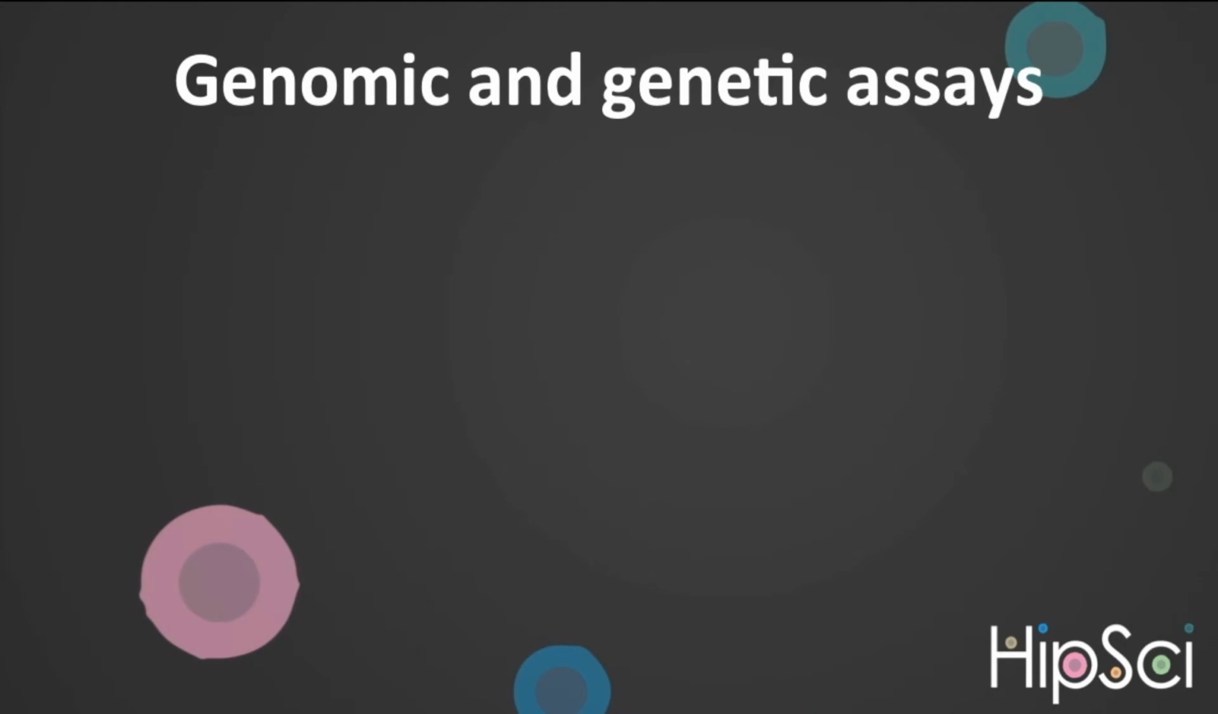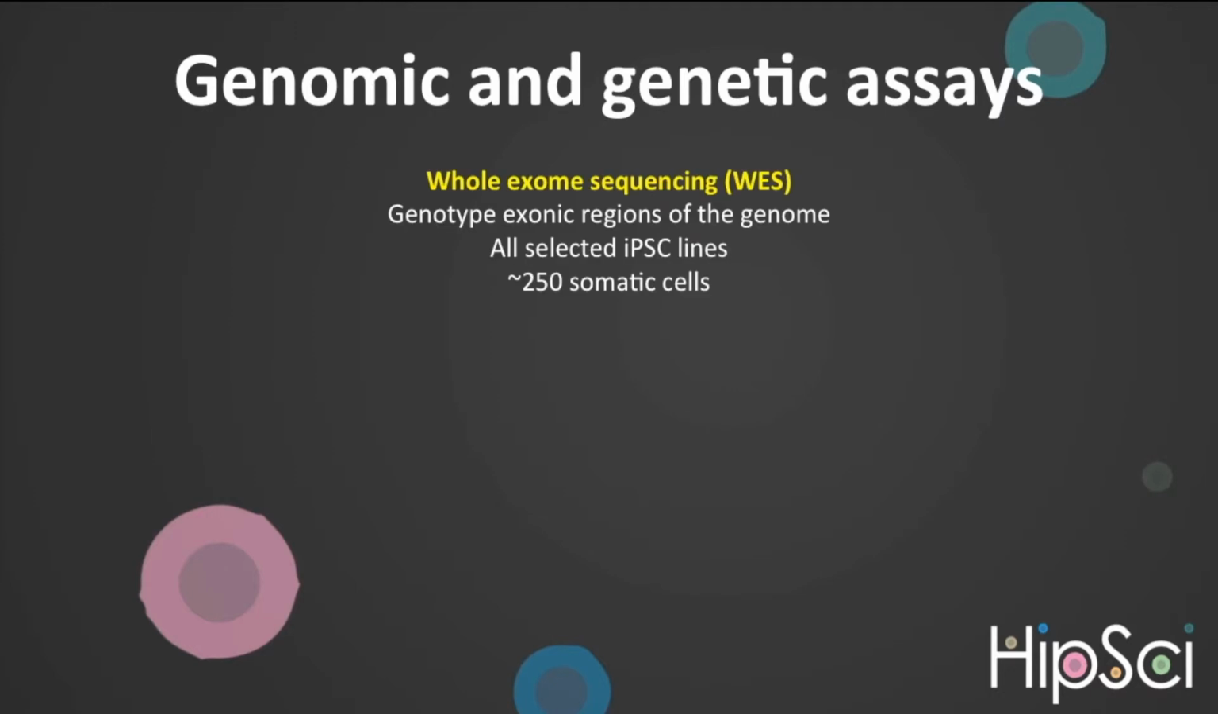After QC, we undertake 4 further genomic and genetic assays, each yielding different information. The first is whole exome sequencing, which is used to genotype for exonic regions of the genome. This is done in all selected iPSC lines, and it is also done for 250 of the somatic cell lines from which the iPSCs were derived.